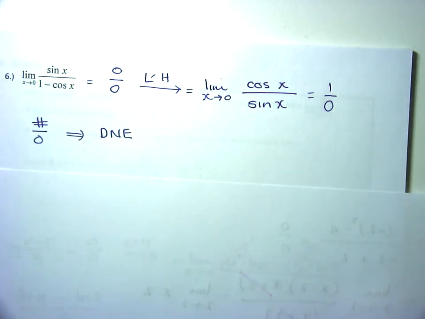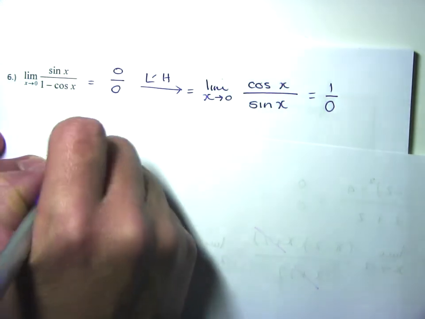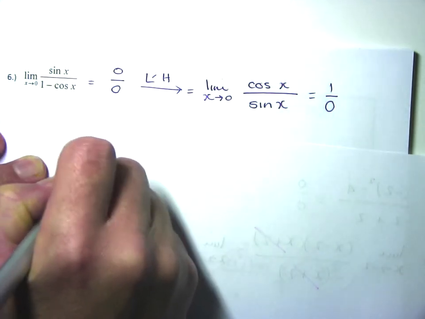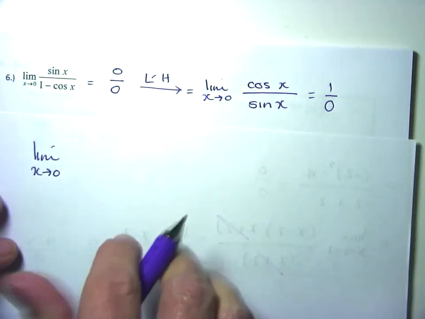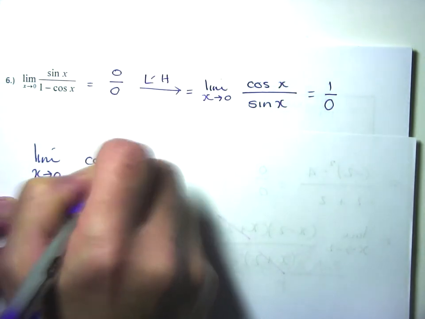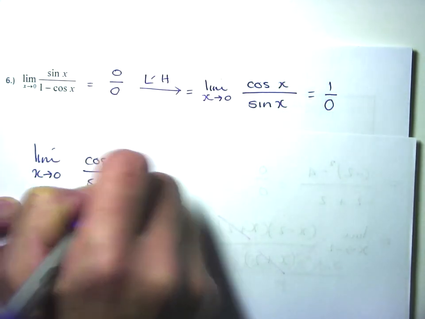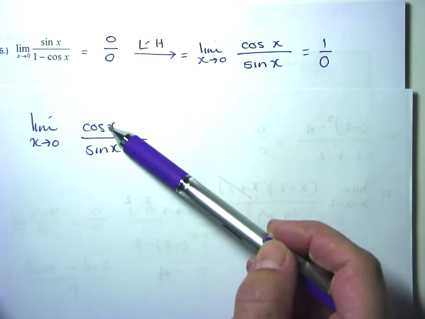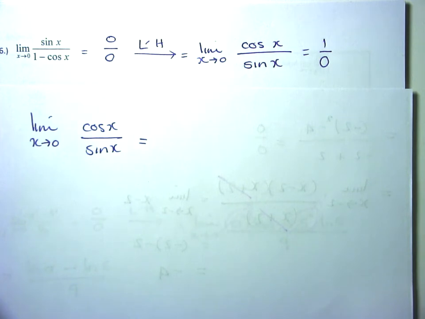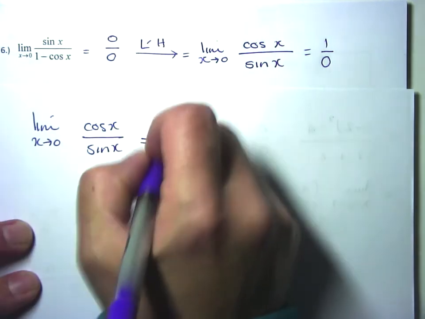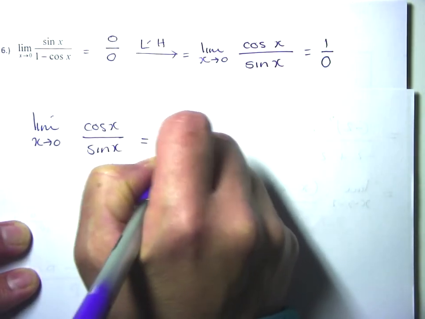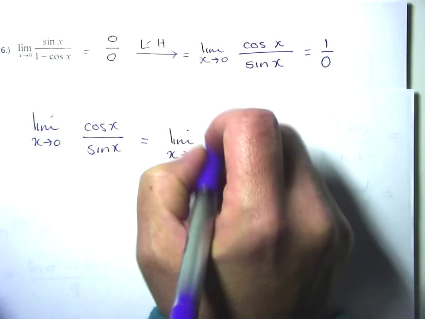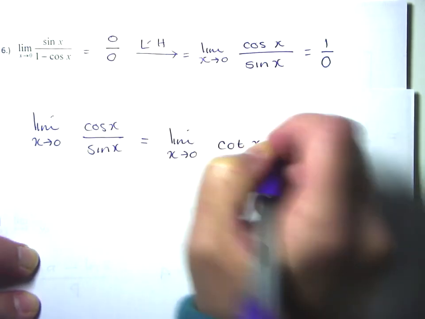So what you could have done here is you could have said, all right, if we had the limit as x approaches 0 of cosine of x divided by sine of x, this is just an alternative way that you could have solved this. So use trig to tell me what is cosine divided by sine? Cotangent. So this is equal to the limit as x approaches 0 of cotangent of x.